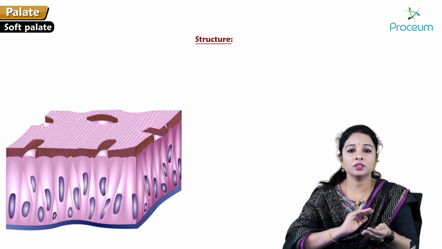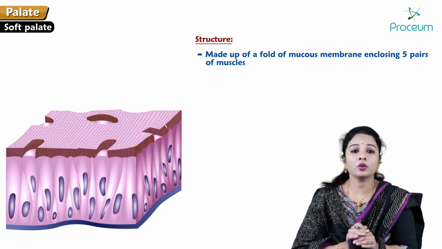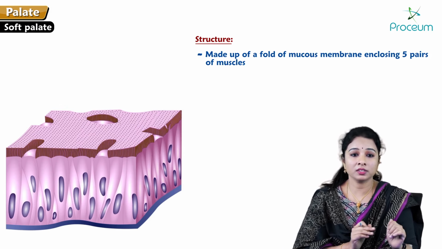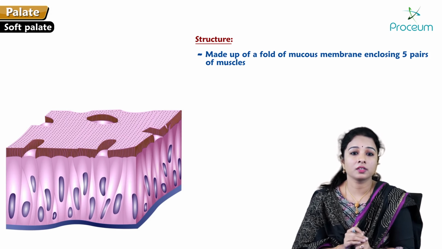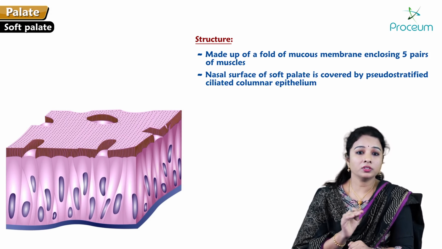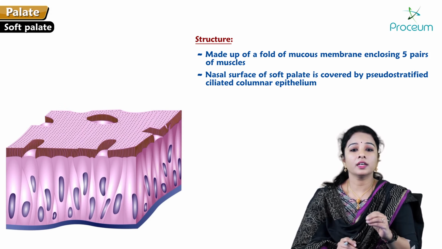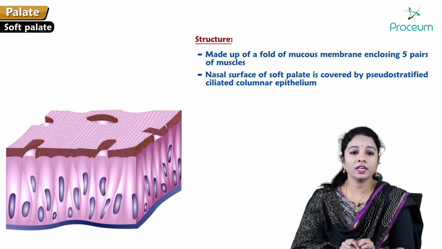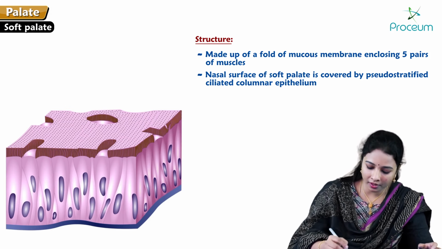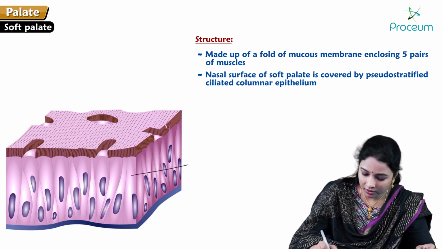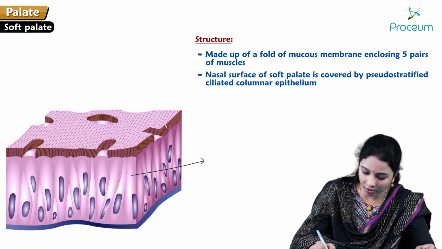The soft palate is a fold of mucous membrane enclosing 5 pairs of muscles which are skeletal muscles. The upper surface of the soft palate, which is a part of respiratory tract, is lined by pseudostratified ciliated columnar epithelium. So, here we can see pseudostratified ciliated columnar epithelium.